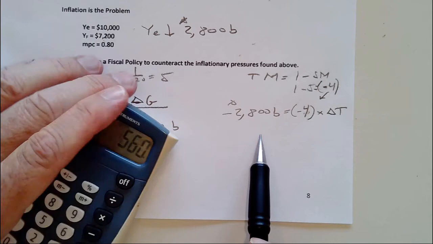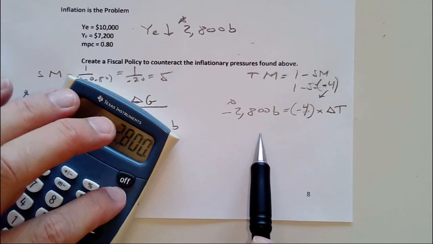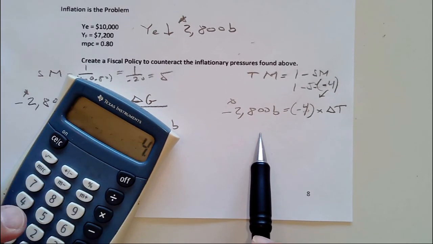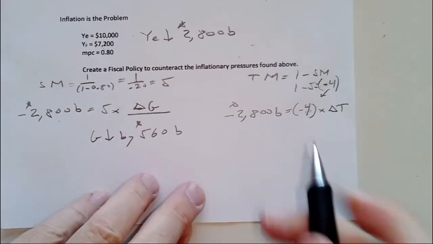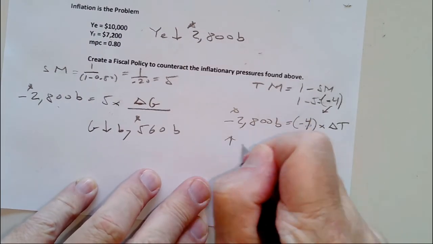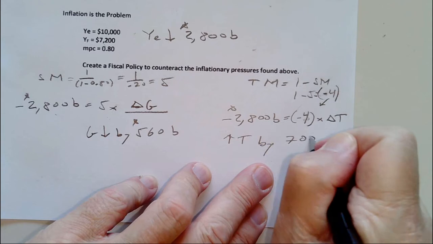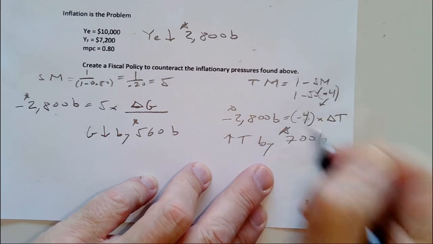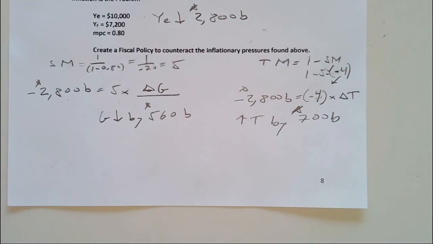Here we're going to divide 2,800 by 4. Tax multiplier a little bit weaker, and that's 700. So we want to increase taxes by $700 billion. That would be a restrictive fiscal policy to counteract inflationary pressures.